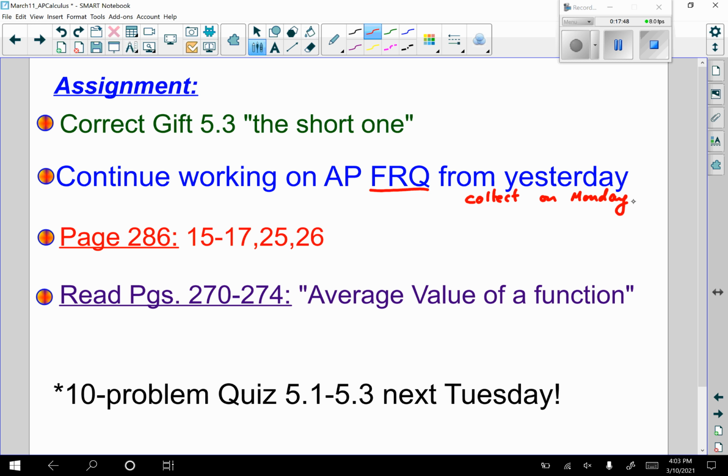So now on page 286, please try 15 through 17, 25 and 26, and then also read over pages 270 to 274, the average value of a function. Next Tuesday, I'm planning a 10-problem quiz over sections 5.1 to 5.3.